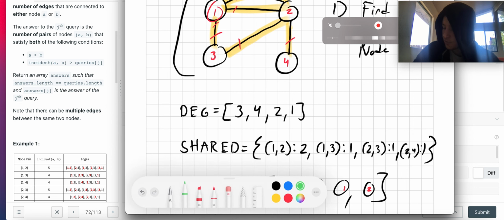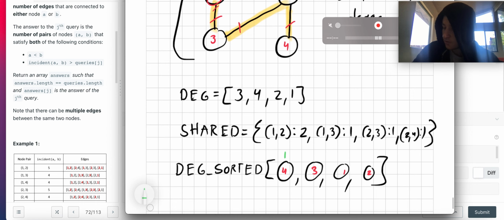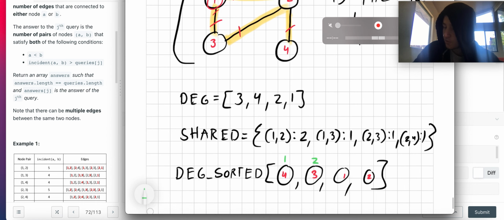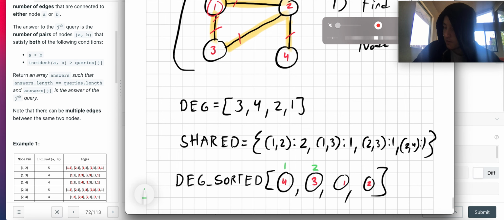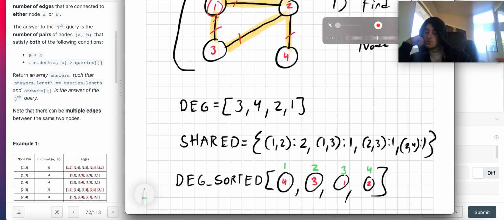So these have value, 4 has value 1, 3 has value 2, 1 has value 3, and 2 has value 4, right? So what that basically means is if I look at this system sorted, I don't actually have to look at each pair of vertices.